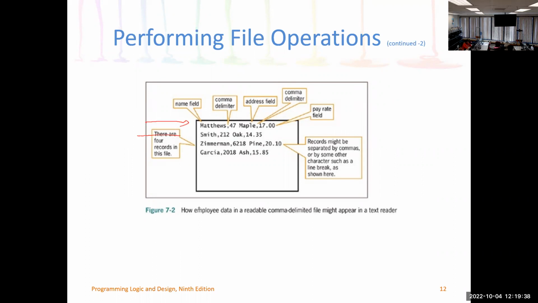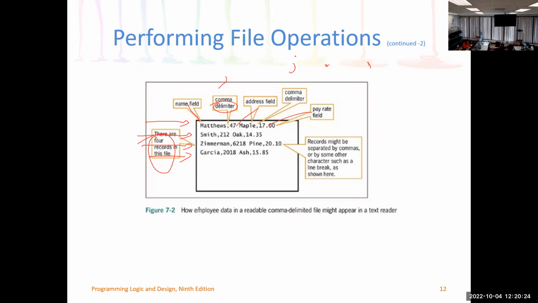Each row is one record, right? So for this file here, you have four records. Now for each record, you have four fields: the name field, the address field, and the pay rate field. But in order to separate the name field, the address field and the pay rate field, you use a delimiter here. In this case, it is a comma, but of course it depends on the way you store it. That is the way you store data in the file, in the record.